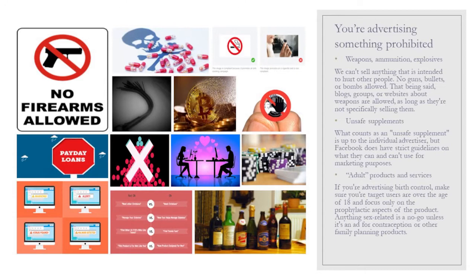Adult products and services. If you're advertising birth control, make sure your target users are over the age of 18 and focus only on the prophylactic aspects of the product. Anything sex related is a no go unless it's an ad for contraception or other family planning products.